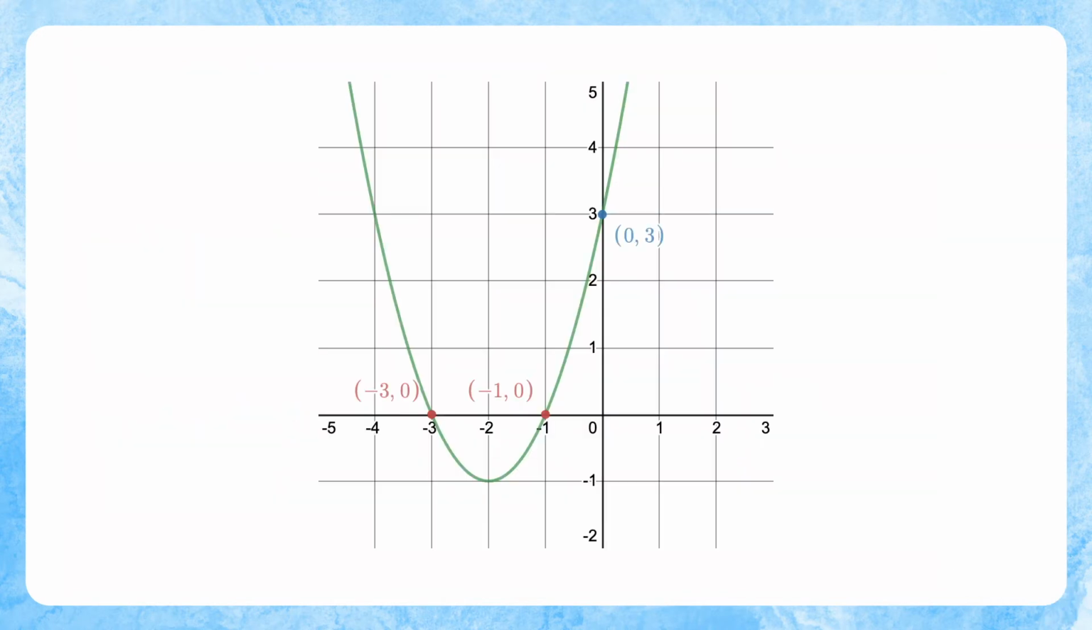And as usual, we can use a graph to check our work. Notice how there are two x-intercepts at (-3, 0) and (-1, 0). And then our y-intercept is at (0, 3). Make sure you don't confuse the x and y-intercepts. The x-intercepts are where your graph crosses the x-axis, and your y-intercept is where your graph crosses the y-axis.